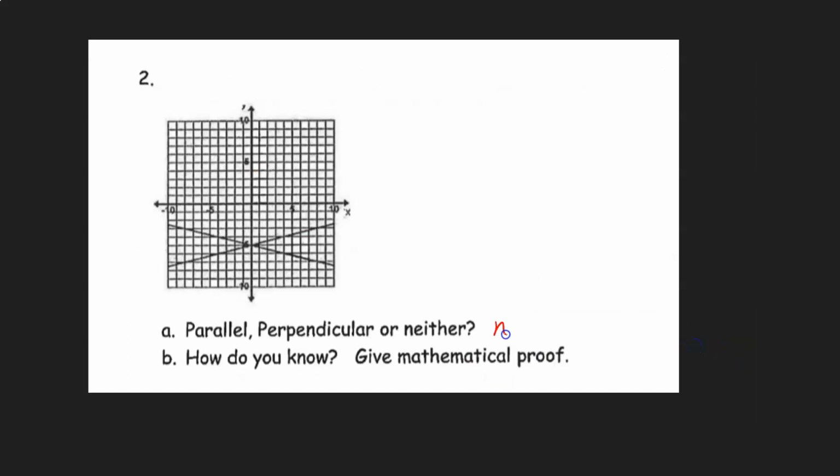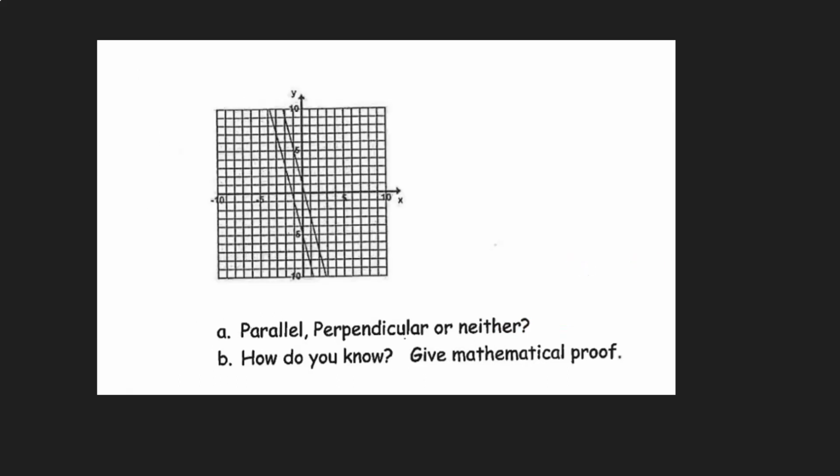These are neither because the slopes are neither negative reciprocals or the same. And the last one before we run out of time is parallel. The slopes are the same. Slopes are both negative 3.